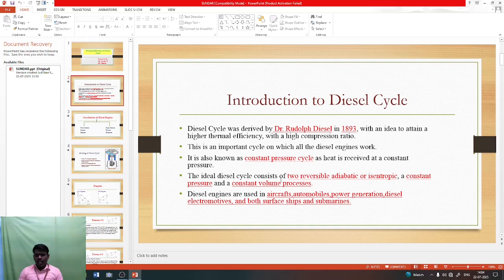So what is an adiabatic or isentropic process? In this process there is no heat transfer either in or out. That's why it is called an isentropic process. For the remaining processes, constant pressure means the pressure should be constant during the process, and constant volume means the volume should be constant during the process. These diesel engines are used in aircraft, automobiles, power generation, diesel locomotives, and both surface ships and submarines. So these are the applications of the diesel engine.